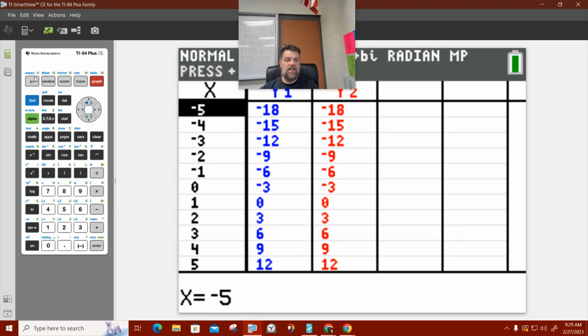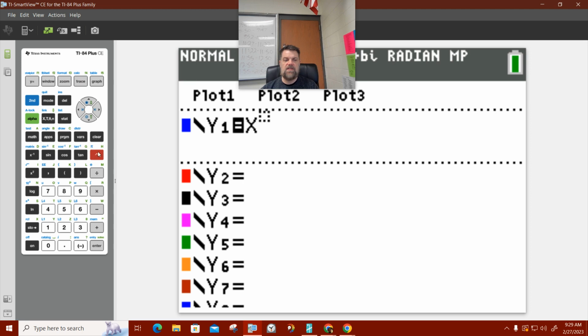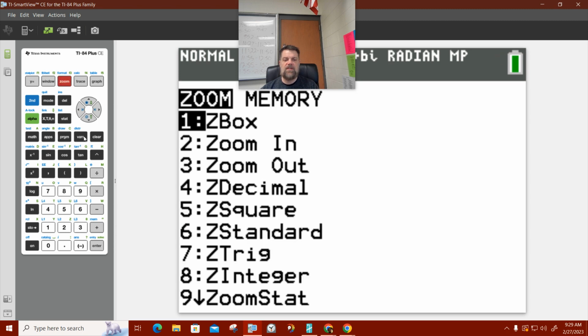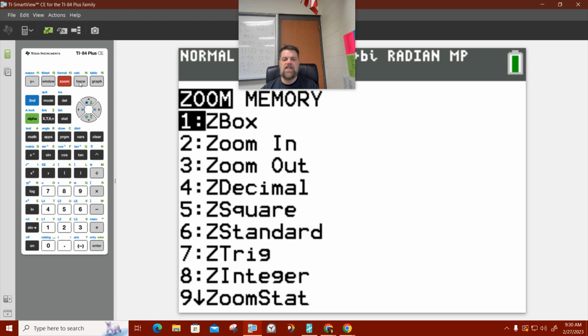So pull out your handy dandy calculator. And I'm going to put X. How do I get up to the superscript? Do you guys remember? This little caret symbol, right? This little symbol right here is the caret symbol. Then I plug in 3. I'm going to go to zoom and just hit standard. It just gives me the standard. And there it is. Go to zoom. Standard is option number 6.